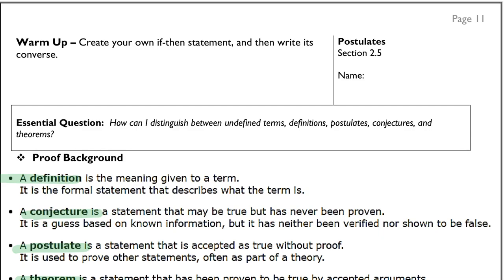This will be a section on postulates, corresponding to Chapter 2, Section 5. Our main goal is to distinguish between undefined terms, definitions, postulates, conjectures, and theorems. So, a little bit about proof background.